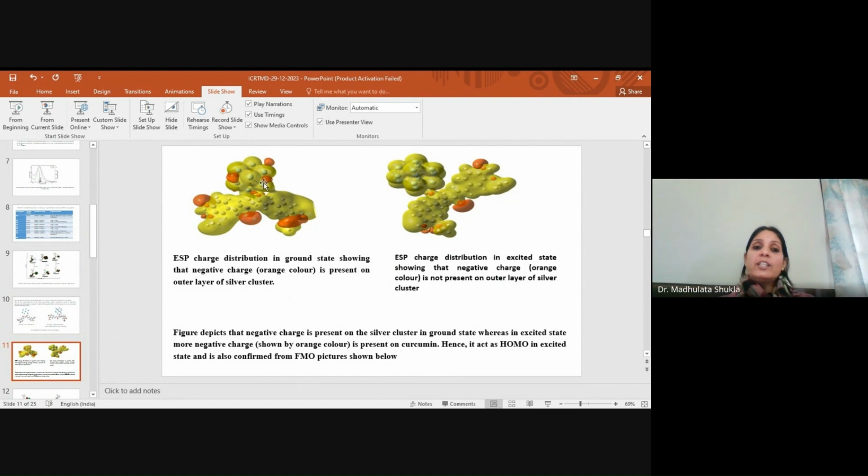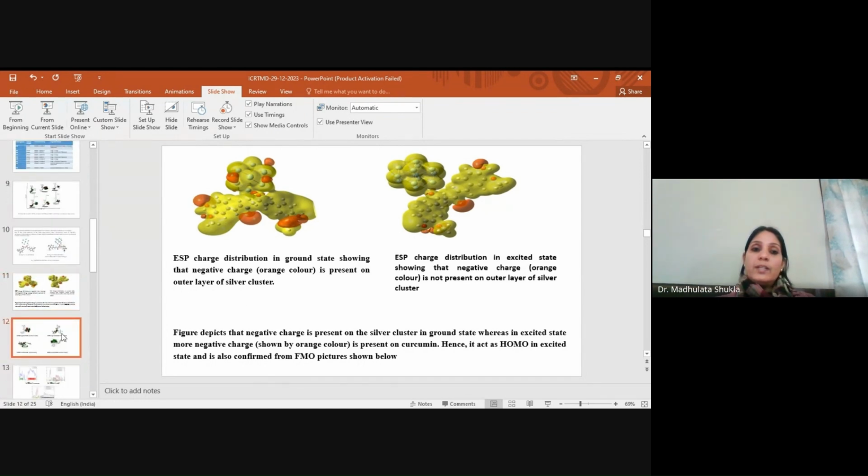In the ground state calculation, we see that the negative charges are present on the silver cluster, outside of the silver cluster also. Whereas in the excited state, when we do the transition state calculation, we see that on the silver cluster, all the yellowish part is only there, but negative charges are present on the curcumin side only.